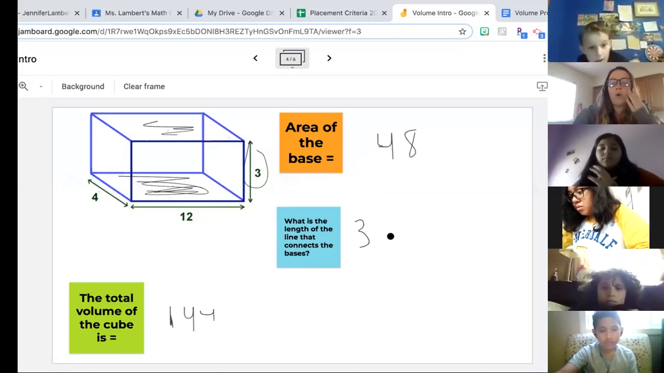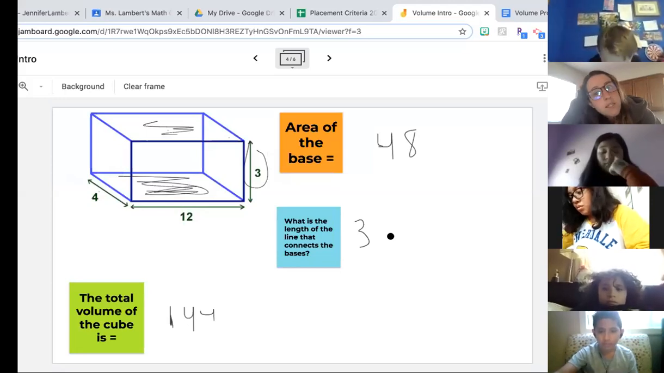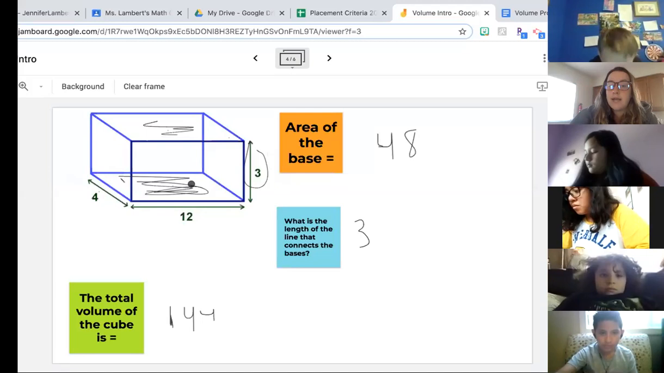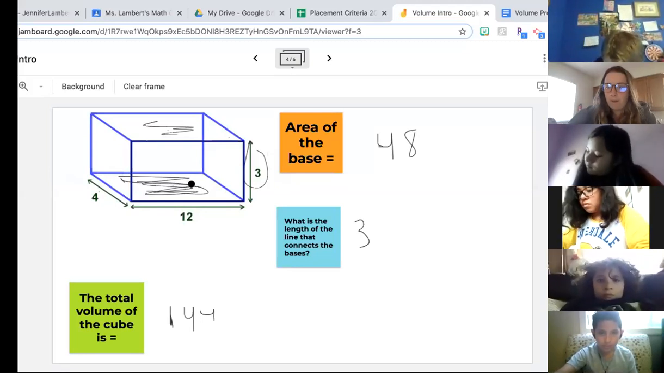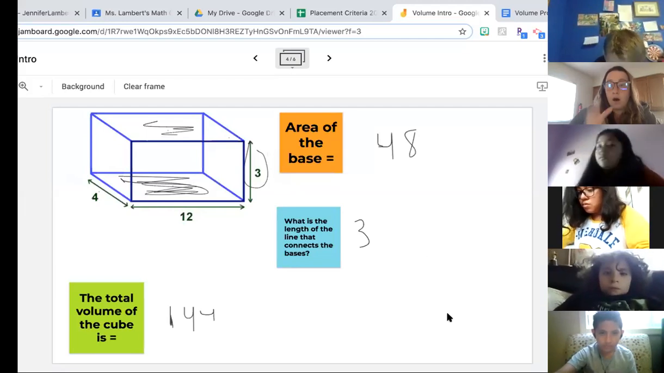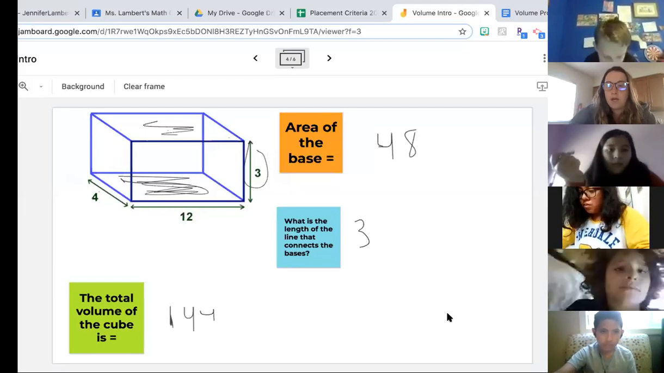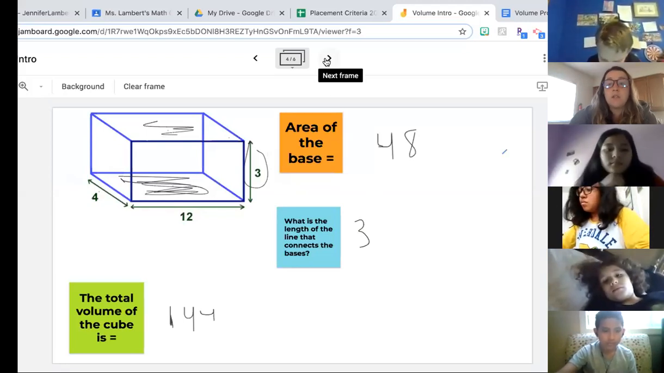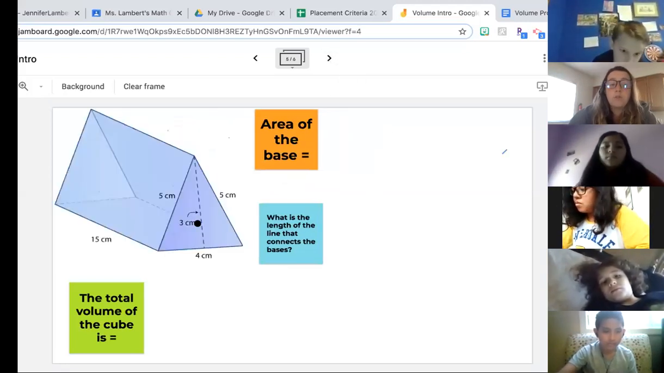So you do the area of the base times the height. You first need to find the area of one of the rectangles, then multiply it by the height. So it's not just base times height, it's the area of the base times the height. And then the last one's a little bit trickier, with the triangles.